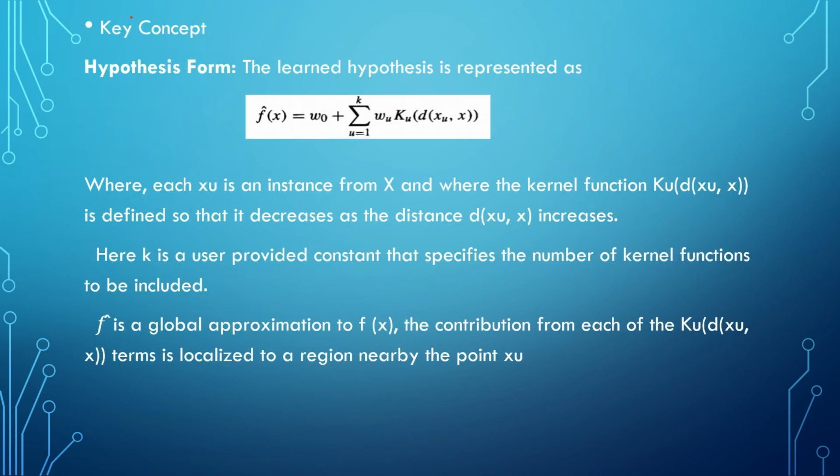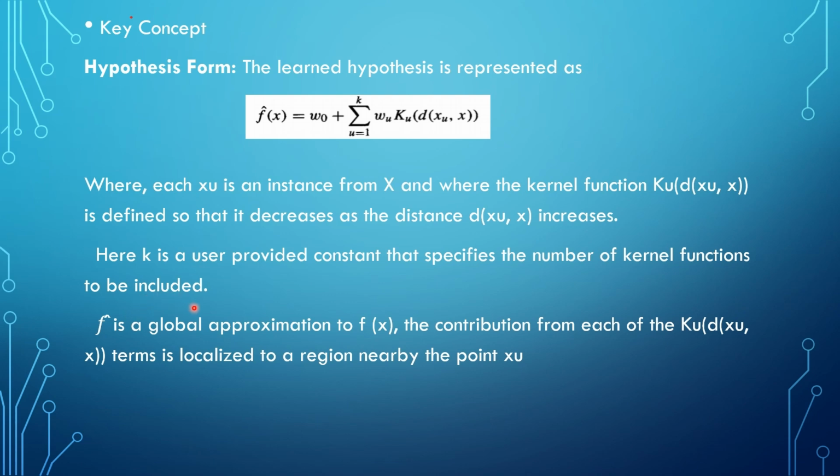Okay, now the key concept of radial basis function is that the hypothesis is represented by using this formula, which is used to represent the hypothesis in the radial basis function, where xu is an instance from X, and the kernel function Ku of d of xu comma x is defined so that the kernel function decreases as the distance d of xu comma x increases.